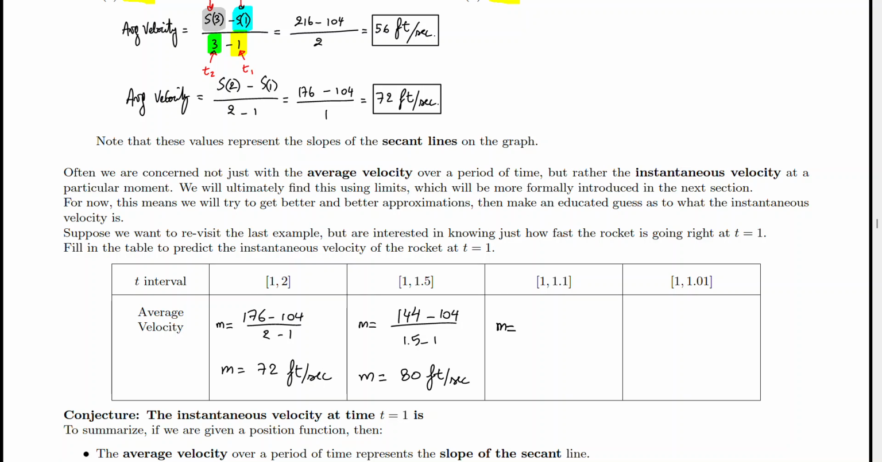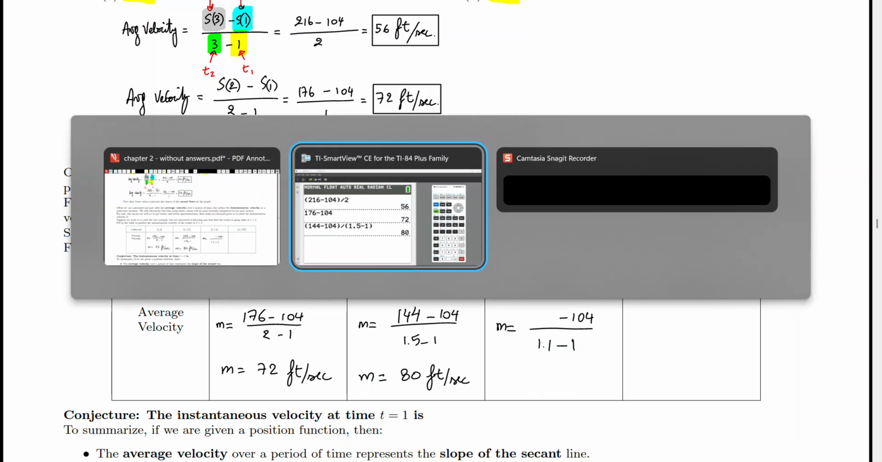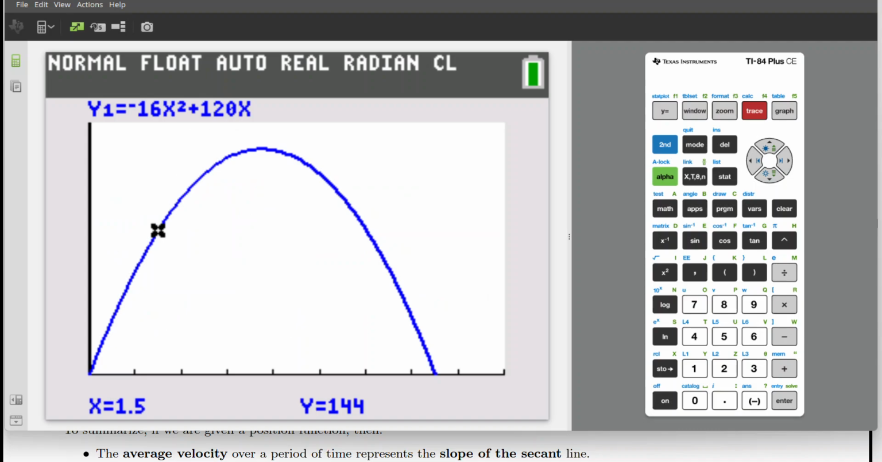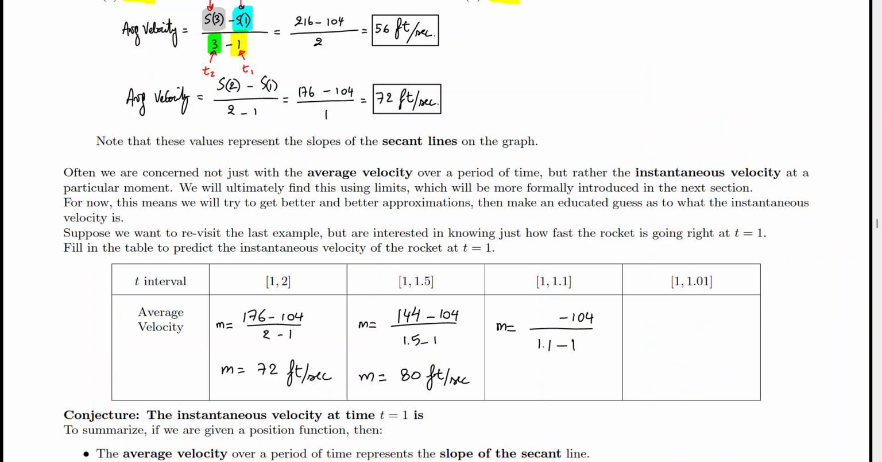So again, repeating everything one more time. So 1.1 minus 1, these are the x2 and the x1, or the time 2 minus time 1. I know that when x is equal to 1, or when time is equal to 1, the output is 104. But what about the value that corresponds to the output of 1.1? So I need the calculator. So graph and then trace 1.1, and I'm going to end up with 112.64. Okay, you know what? I'm just going to round it to 112 roughly. So I'm going to put approximately equal to, and I'll put 112 right here.